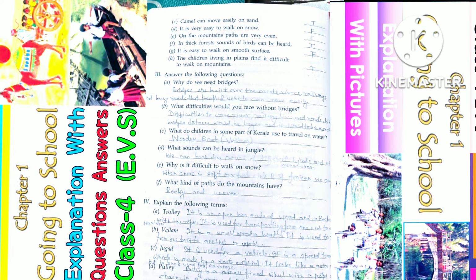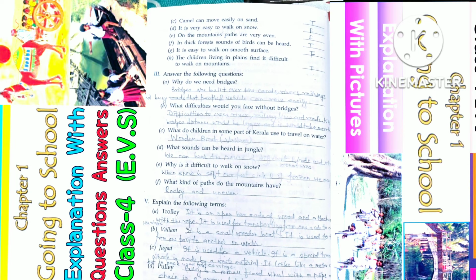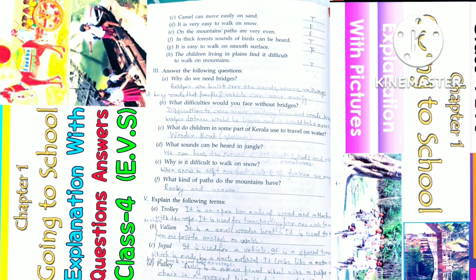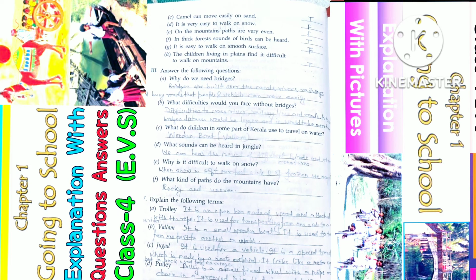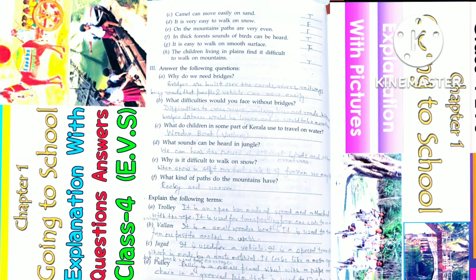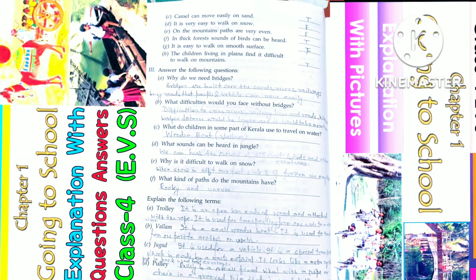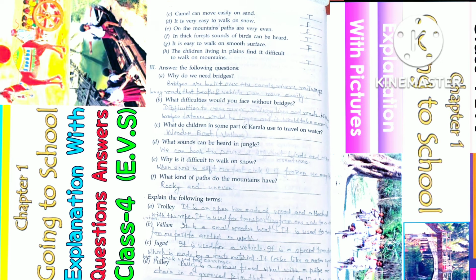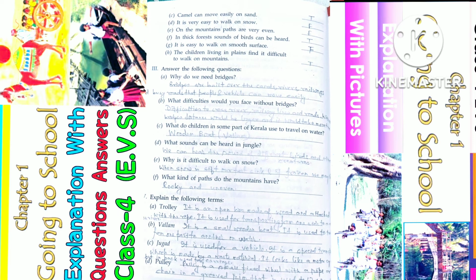Okay. B. What difficulties would you face without bridges? If there were no bridges, what problems would there be? Difficulties to cross rivers, railway lines and roads. Without bridges, the distance would be longer and it would take more time to reach the destination.